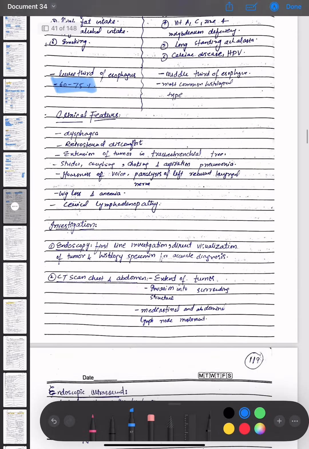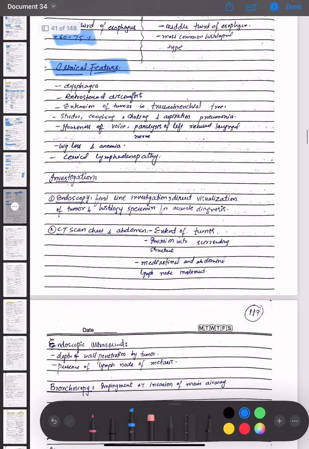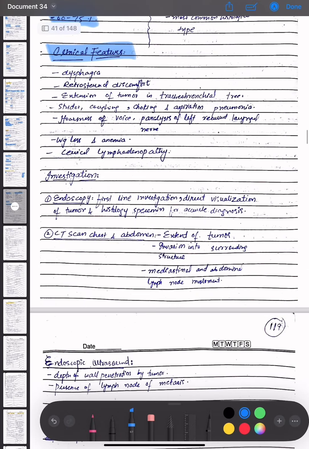Now coming towards the clinical features of carcinoma of the esophagus. These are dysphagia, retrosternal discomfort, extension of the tumor into the tracheobronchial tree causing stridor, coughing, choking and aspiration pneumonia, hoarseness of voice due to paralysis of the left recurrent laryngeal nerve, weight loss and anemia, and cervical lymphadenopathy.